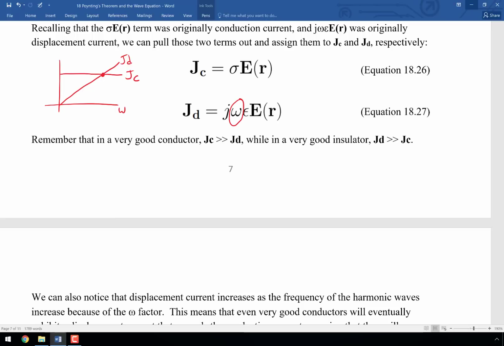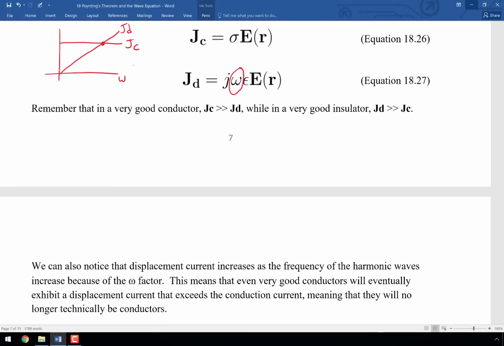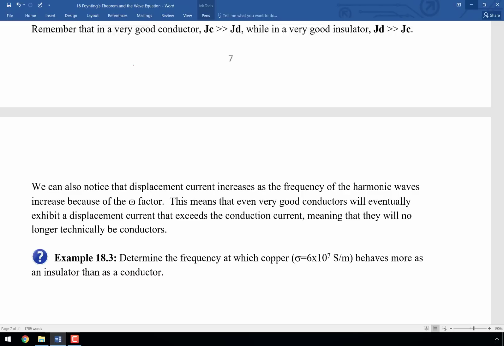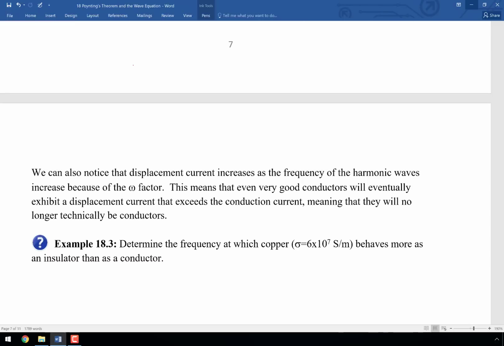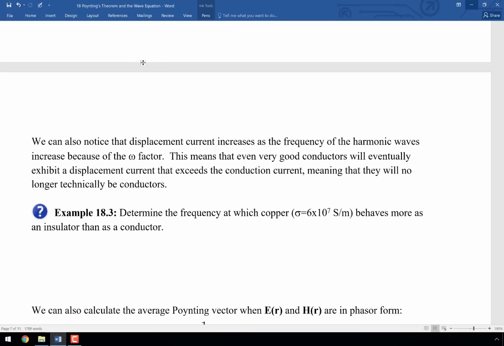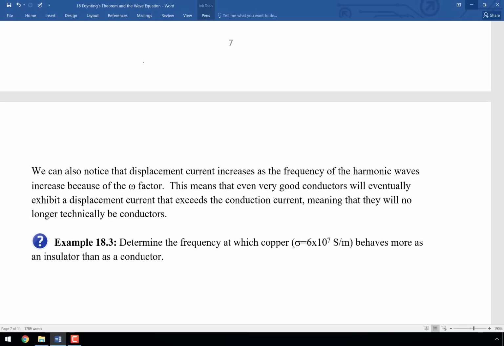It's an interesting result of studying these sinusoidal, time harmonic systems that we can see that eventually every conductor is going to begin to behave like an insulator. That will really put some constraints on us. It's going to mean that we have some requirements of very high levels of conductivity to be working at high frequencies. So, determine the frequency at which copper behaves more as an insulator than as a conductor. Well, what I want is the boundary here.